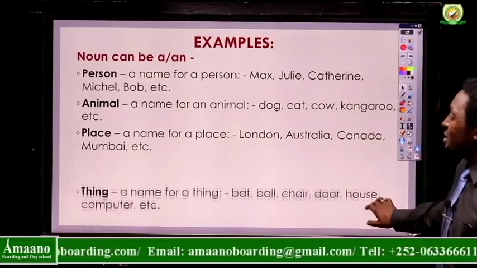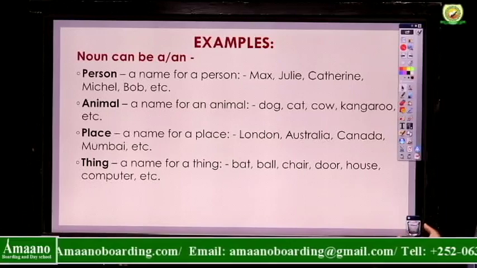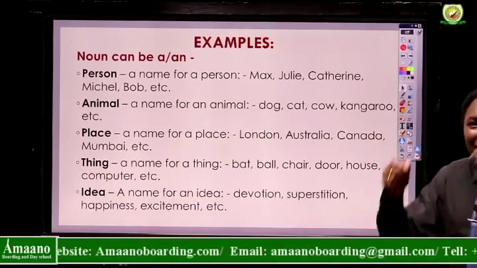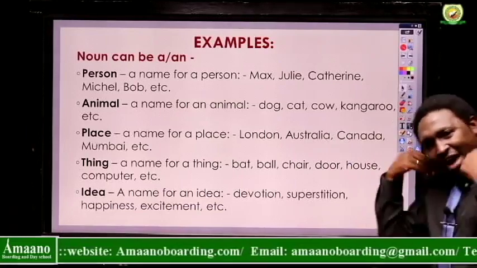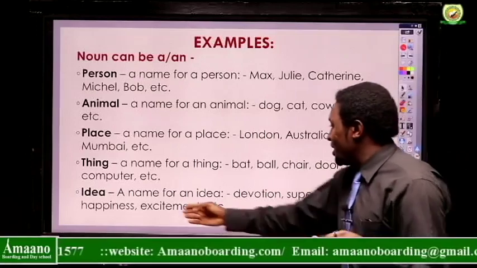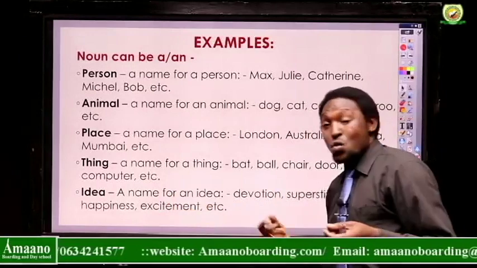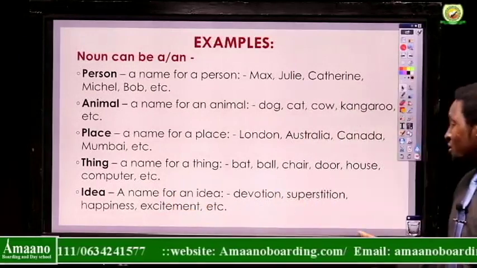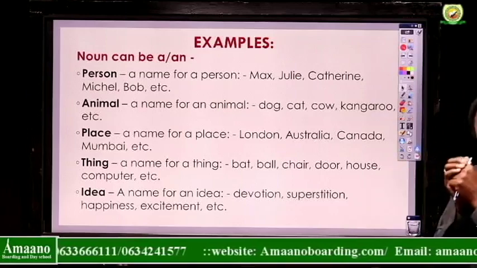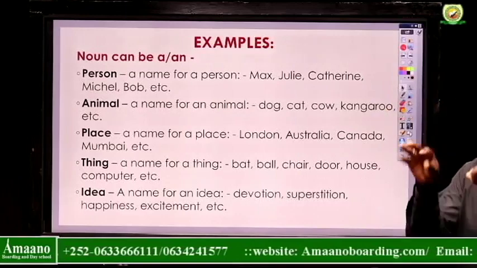A noun could be a thing. For example, a name for a thing: ball, chair, door, house, computer, pen. It could be an idea. Some nouns are ideas. They are names of things, but those things we cannot really see or touch. For example, devotion, superstition, happiness, excitement, wisdom, government, love, pain, respect, all those are names of things, but those things we cannot really touch them or we cannot see them, but they are names of things.